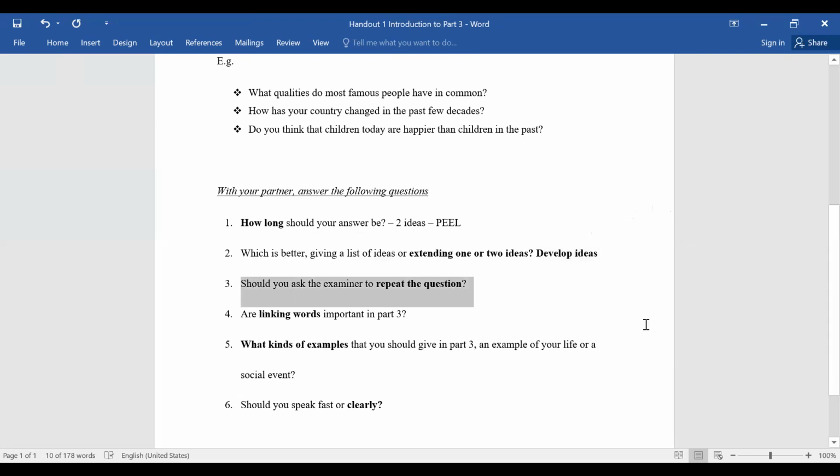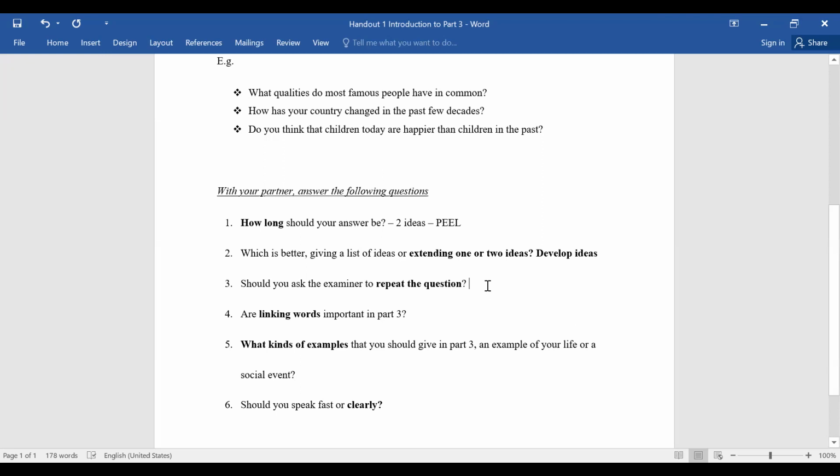Question number 3. Yes. I think we can repeat the question if you need. Yes, and some candidates think that if they ask the examiner to repeat the question, they will be punished or penalized. Is that true? I think no. No, correct. It's not true at all, everybody.